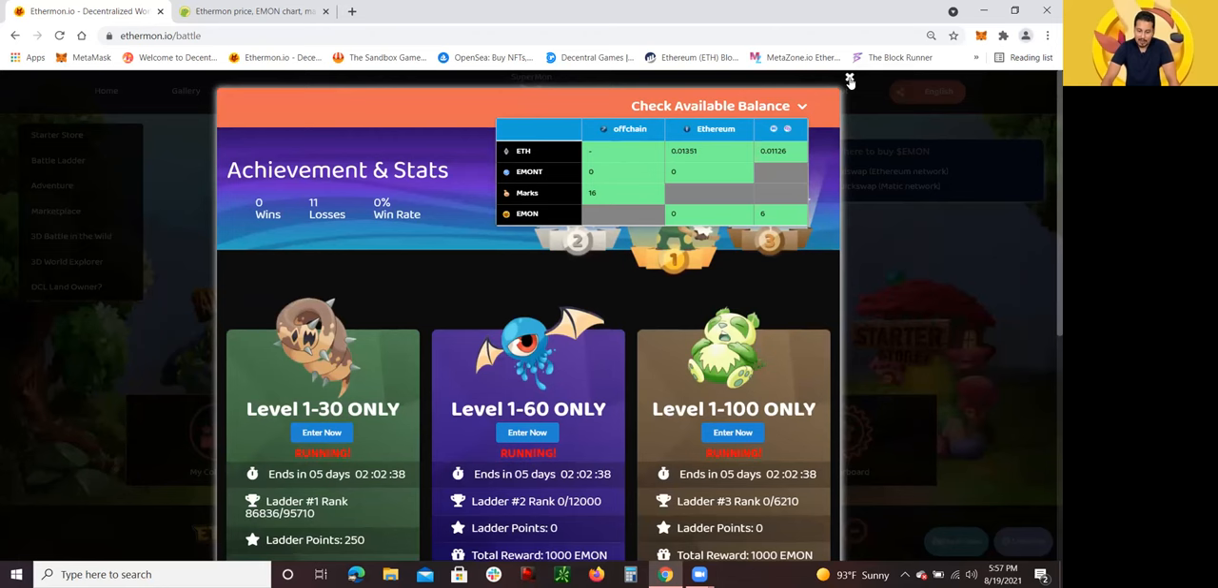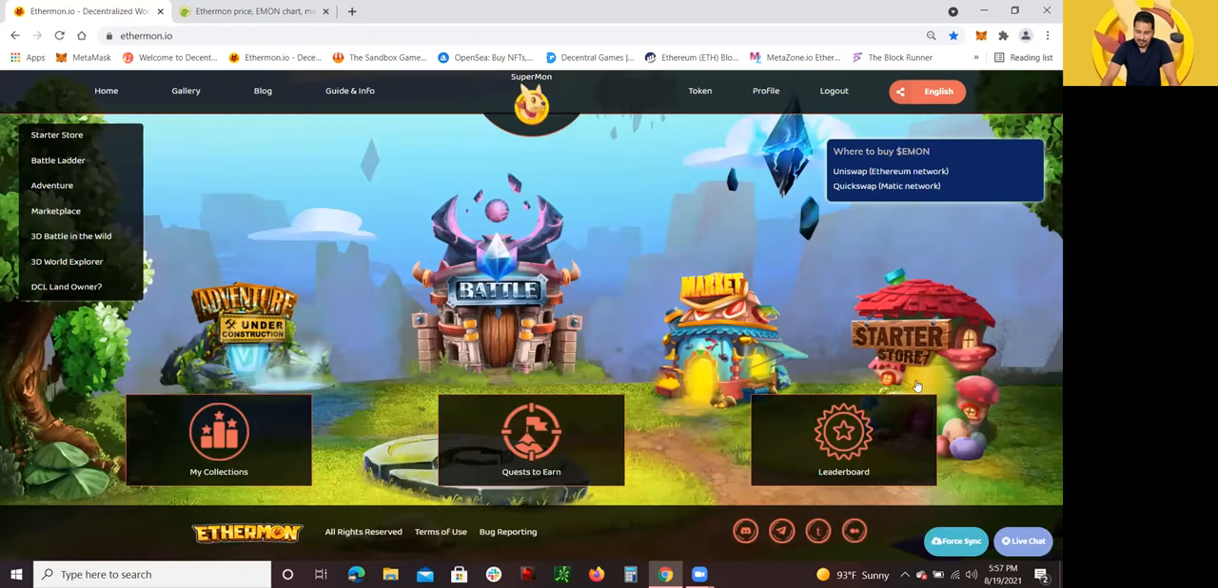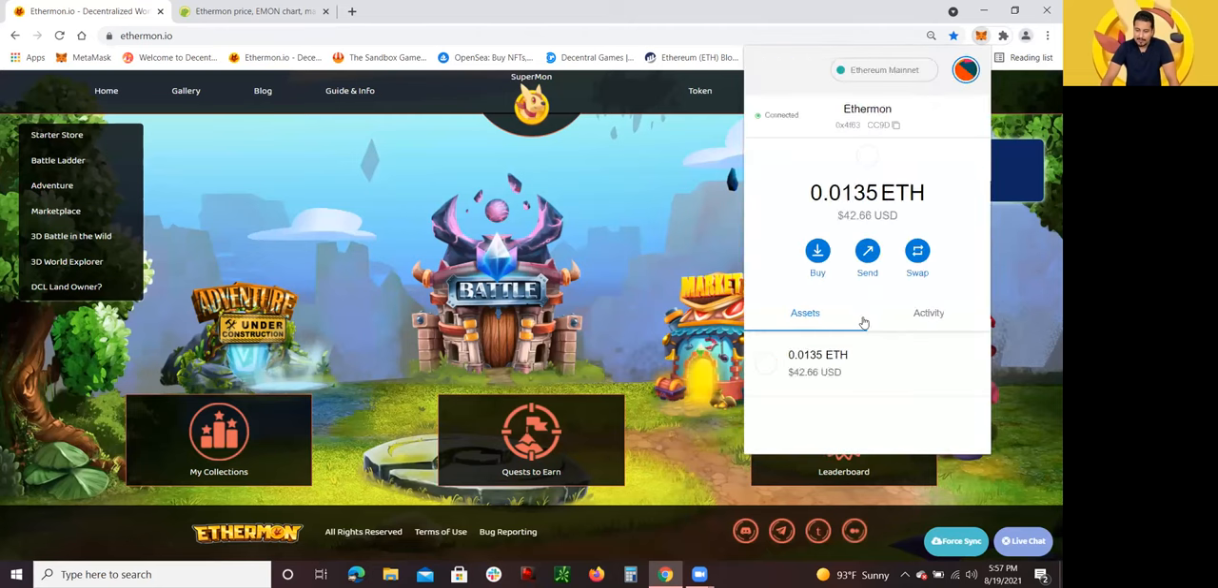So now what I'm going to do, guys, is show you how to purchase it, how to buy it, how to swap it. So right now, I am going to buy using the Ethereum network. I just recently showed you guys my wallet, and let's wait for it to load up. Right now I have the Ethereum main network. I have around 0.0135 Ethereum, which is around $42 US, and I'm going to use that to buy 100 EMON token.